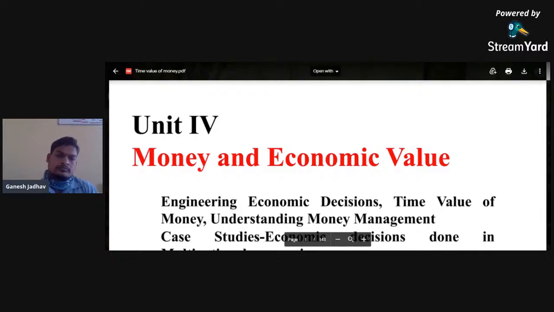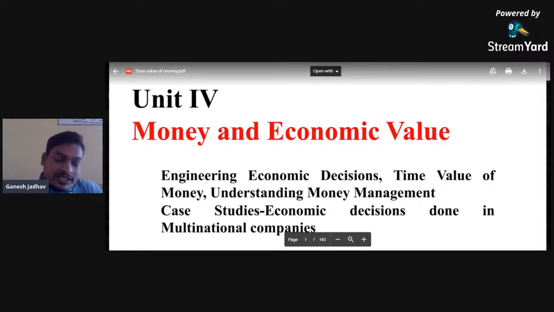Today we will look at your Unit 4, on money and economic value. In this unit, we have to see engineering and economic decisions, because as engineers we need to make valuable decisions about a project. So, time value of money, understanding money management, and a case study related to economic decisions made in multinational companies.